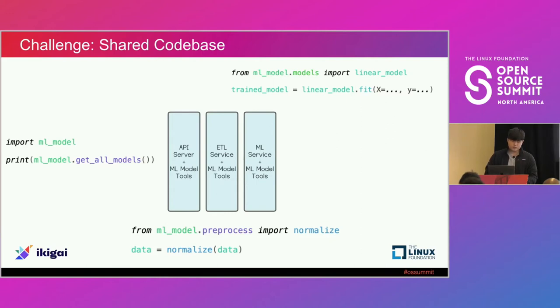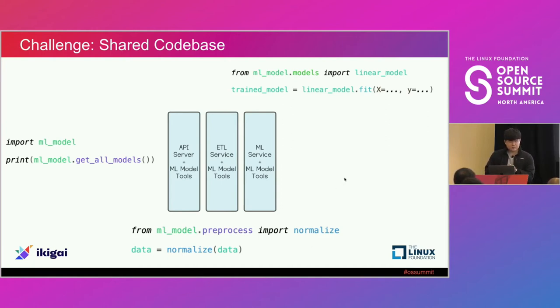So the first one was a shared code base. As a startup, we didn't plan it right. So this ML model portion of the code base was embedded in every single service, and that's not good. For example, the API server wants to get the list of models that it should return to users, so it calls some part of the model portion of the code base. The ETL service wanted to pre-process the data that is specific to each model, so it had to access that. And then the ML service, of course, has to build a model, so it needs access to that model code base.